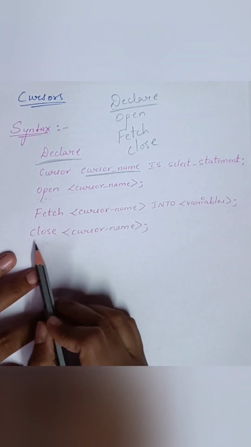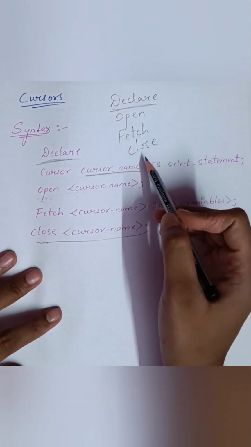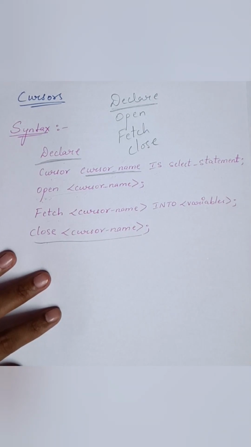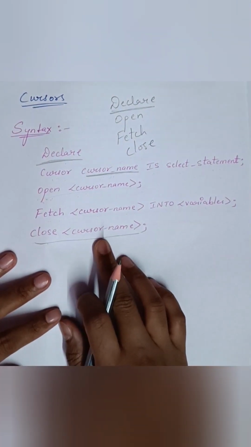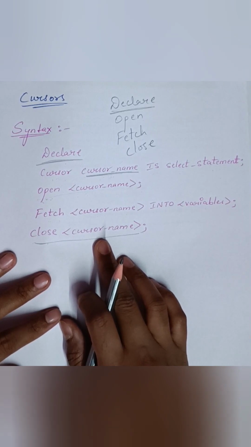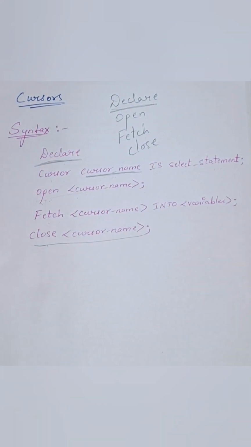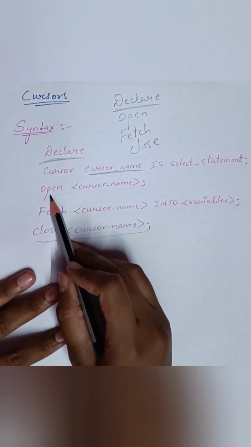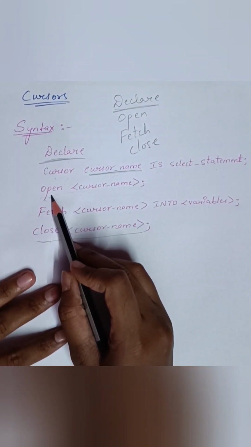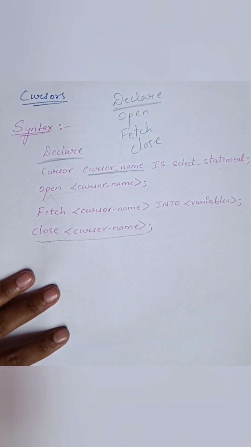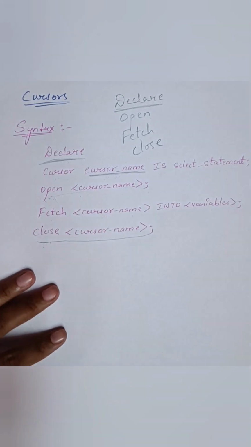The next step is close: declare, open, fetch, and close. Close cursor name means the memory that has been allocated for this cursor will be released. As we have seen with memory allocation and deallocation, open allocates memory, and close means deallocation of memory takes place. Now we'll move on to the program.